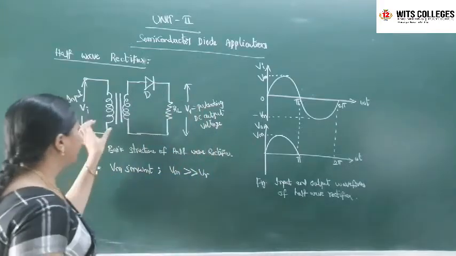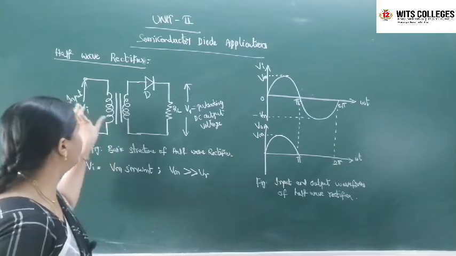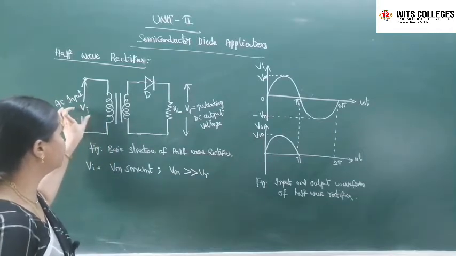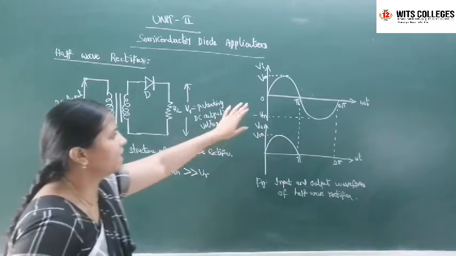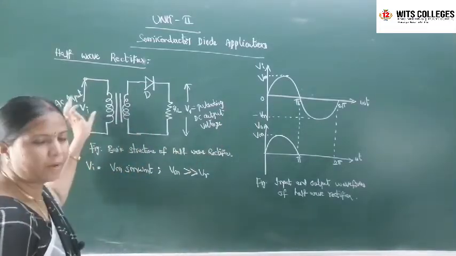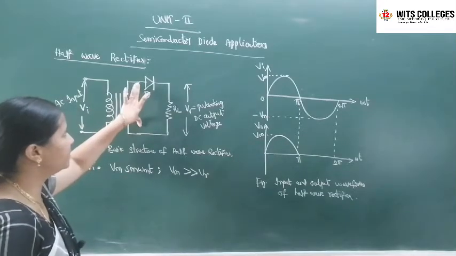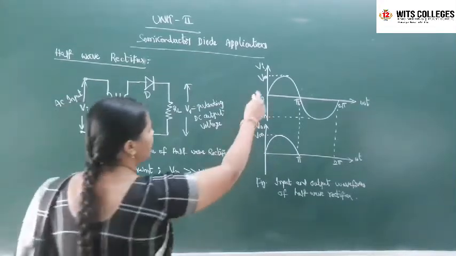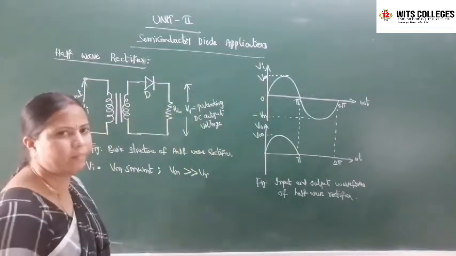So here we are using a step down transformer, where we are giving the input voltage, that is equal to Vm sin omega t. This is the AC voltage we are applying to the primary terminals of the step down transformer, and at the secondary terminals of the transformer you will get the maximum voltage like this. This is the maximum voltage across the secondary terminals.